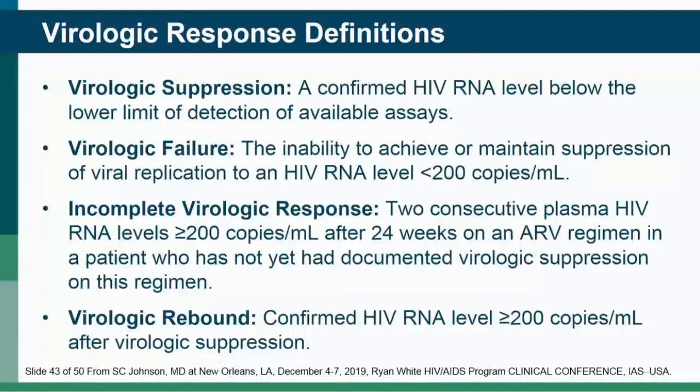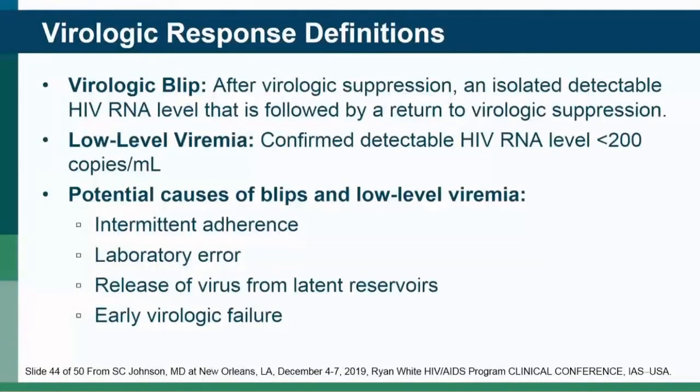Incomplete virologic response and virologic rebound is listed on this slide. And then a virologic blip is, after virologic suppression, an isolated detectable HIV RNA level that is followed by a return to virologic suppression. And then low-level viremia, which is something that I think we all have to manage frequently in clinical practice, is where you have a detectable HIV RNA, which is less than 200, but is not undetectable.